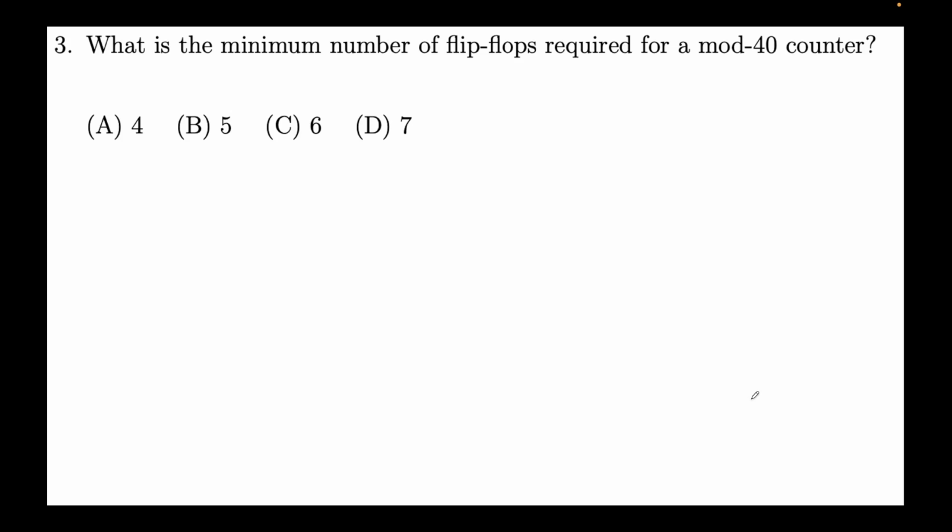So this question asks, what is the minimum number of flip-flops required for a mod 40 counter? So there are 2 or 3 key terms here. What's a mod 40? What's a counter? Flip-flop we saw. Flip-flops are nothing but these devices that we are seeing. Why are they flip-flops? Because they change the value between 0 and 1, and they also store. So those are flip-flops, and the other key term here is minimum.